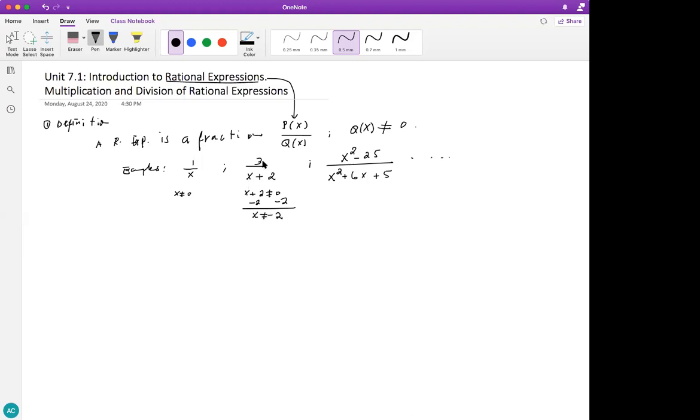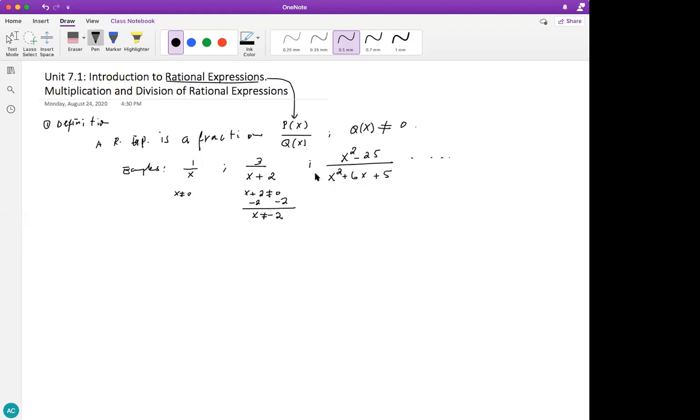So for this expression, you can plug in any x except for this one. Just like we saw with functions, functions have a domain of definition, which means what values of x are allowed and what values are not allowed. So that's what the domain is. These are undefined here.